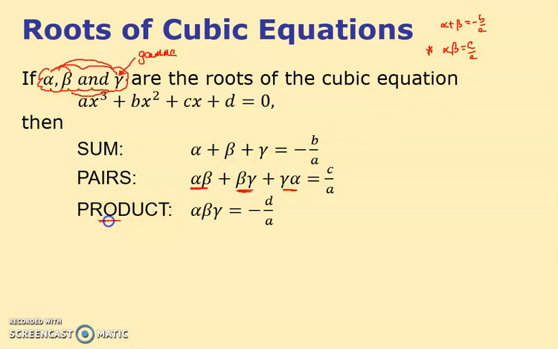The new one this time is the product of all three of them, and that's why it's new, I suppose. We were doing products there, but these are the product of the pairs. This is the product of the triples, all three of them. So it's alpha beta gamma is minus d over a. Make sure you've written these down. These are what you're going to be expected to know. You won't be told them.